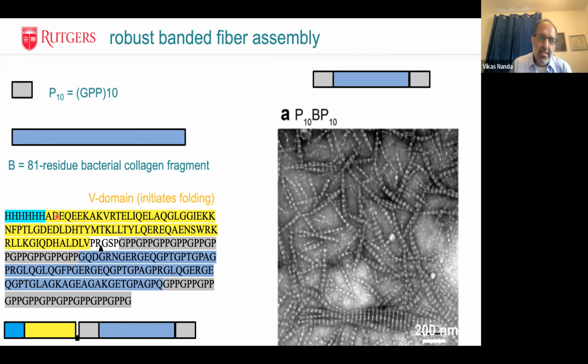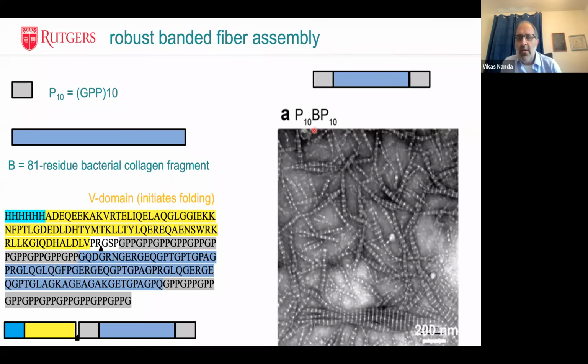But before this, we added what's called a folding domain, the V domain. This is also from the bacterial collagen, and this will bring three polypeptide chains together and nucleate the formation of that triple helix. And then prior to that, we also have a polyhistidine tag, which we can use to purify this protein. Between the folding domain and the actual protein that we wanted to work with, we included a protease site. This is a specific amino acid sequence where we can add another protein that will cut this first part off. We can then separate this from the protein that we want to work with, and then this will self-assemble hopefully into the structures that we wanted to study.